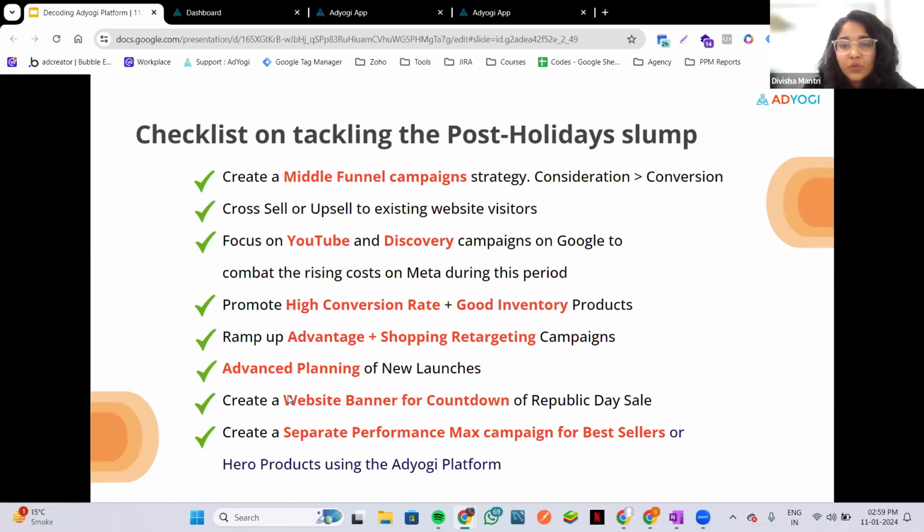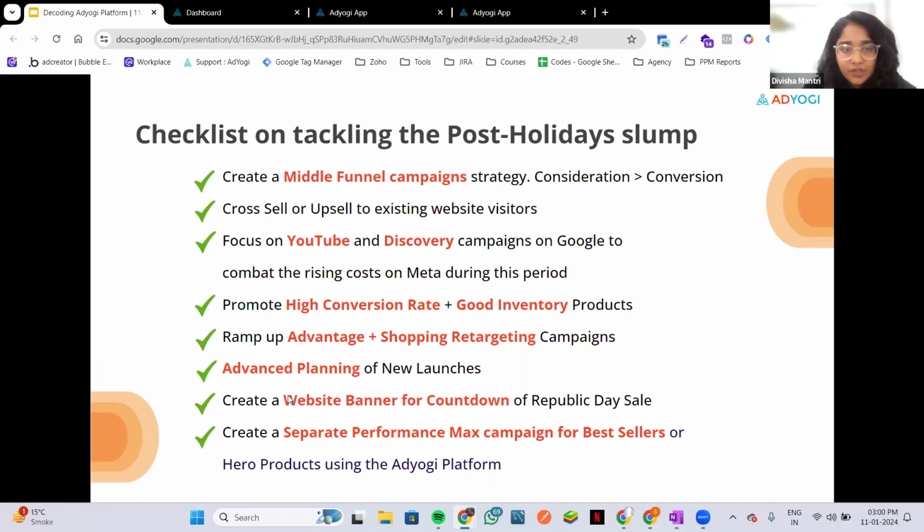Third, like I said, Google as a channel has lesser costs as of now rather than Meta. So let's focus on starting more YouTube and discovery or demand gen campaigns. That'll help you build a very good funnel as of now, and you can capitalize on the same during the sale event which is coming up, right?